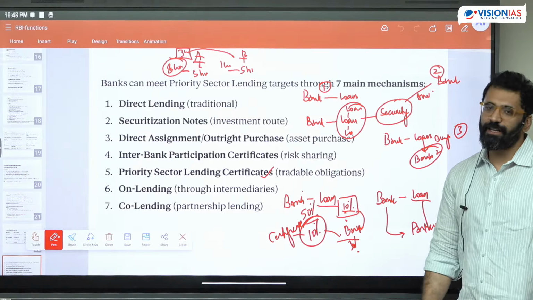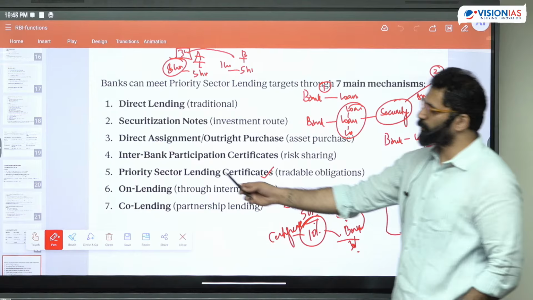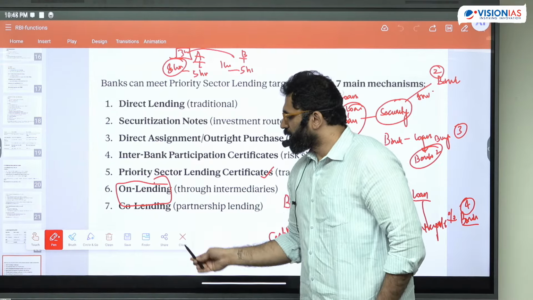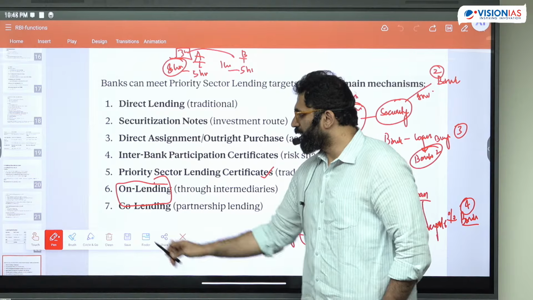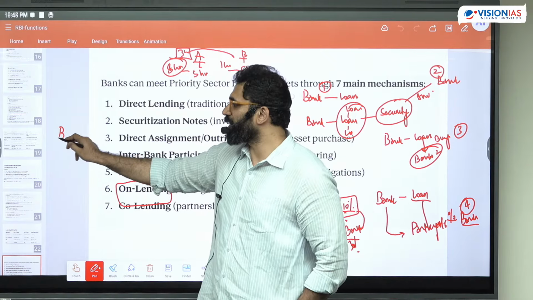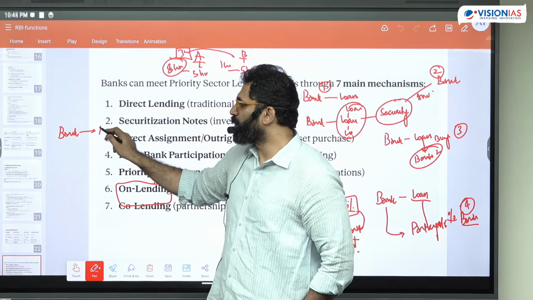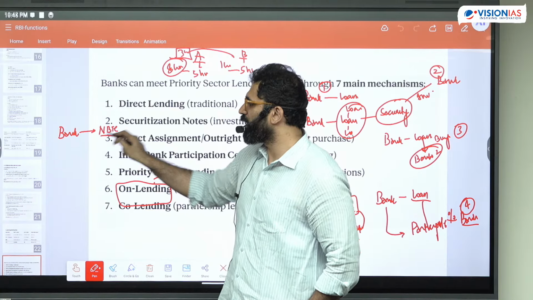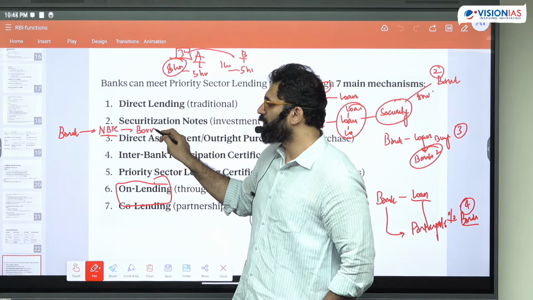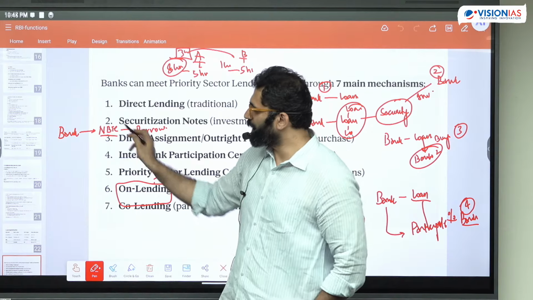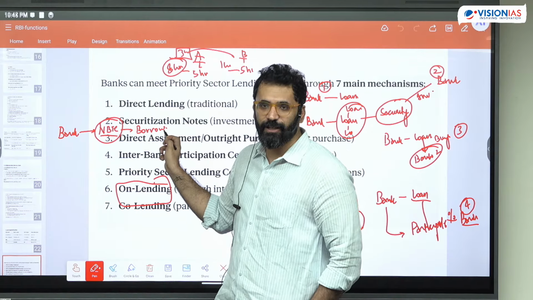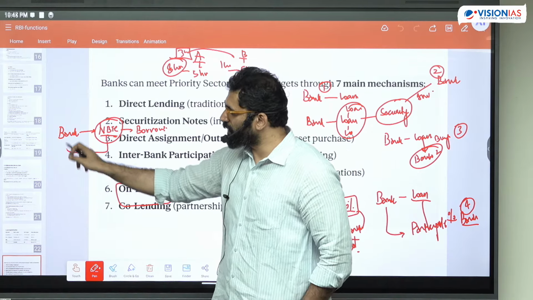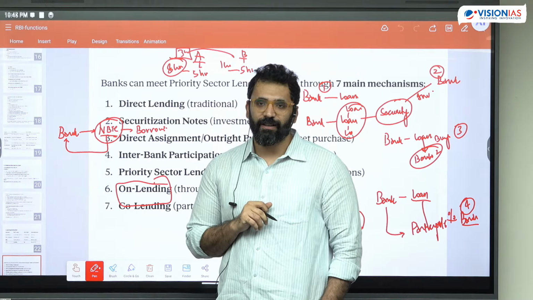Then there is an on-lending and co-lending model. This is what was changed this year. What happens in on-lending? The bank does not want to give the loan itself. The bank has given the loan to an NBFC. The NBFC has given it to the borrower. That means an intermediary has given this loan here. This intermediary is now the on-lender of the bank.